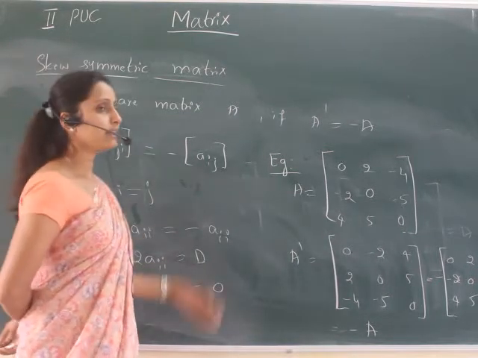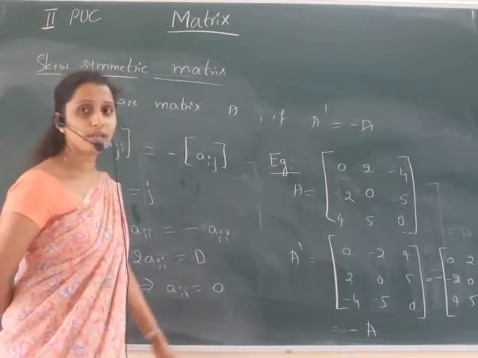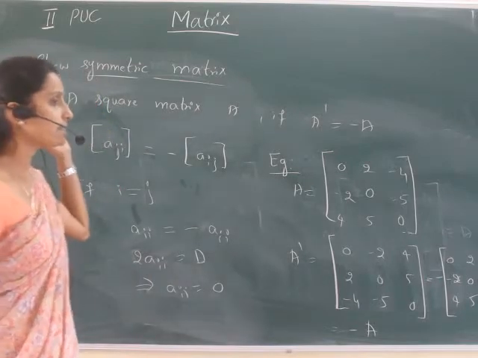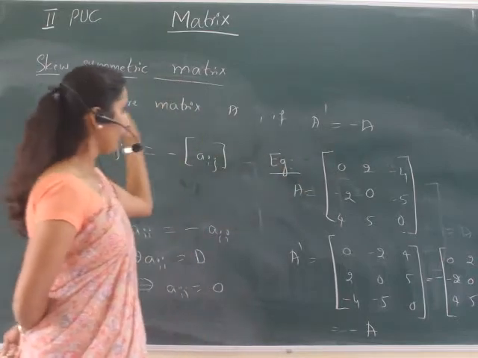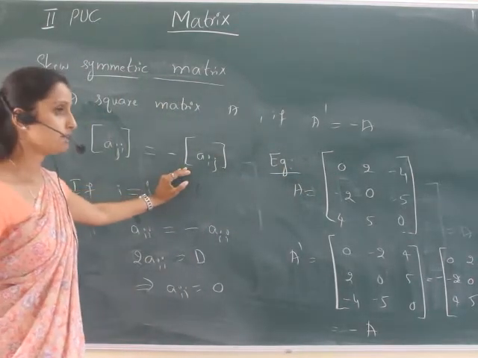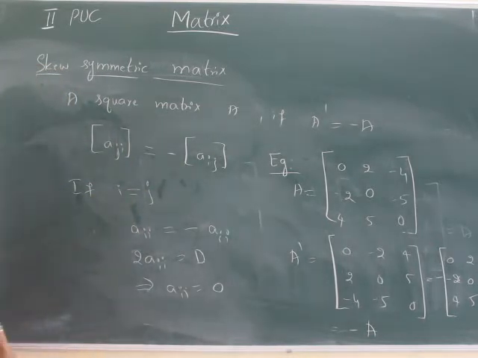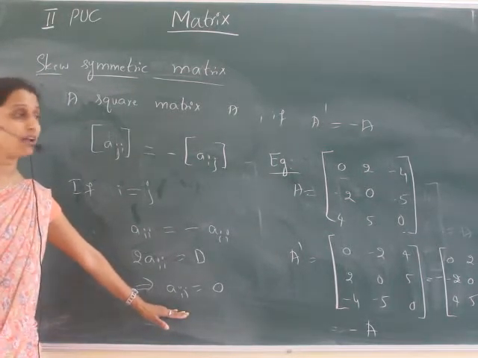A square matrix A is said to be a skew symmetric matrix if the condition is A transpose is equal to minus A. Then from that, A transpose means we can write A_ji is equal to minus A_ij. Then if I take the elements i and j equal, we get A_ii is equal to 0. That means elements in the principal diagonal are zeros.